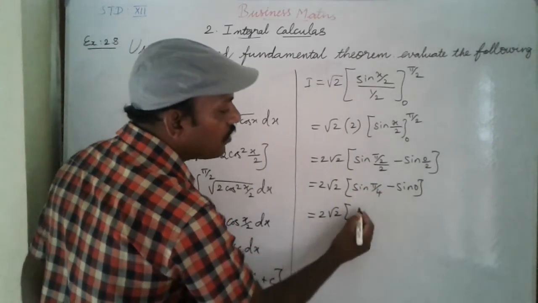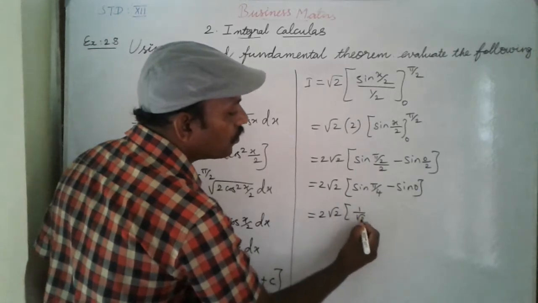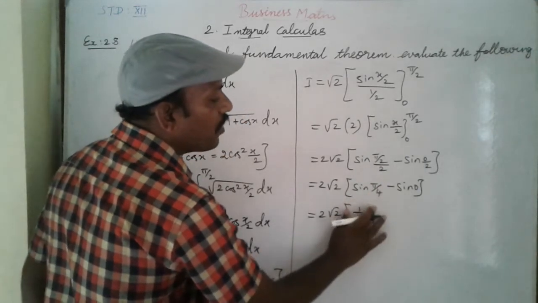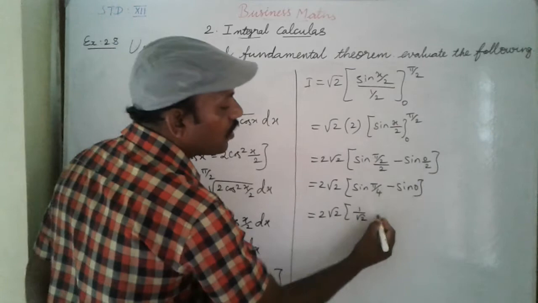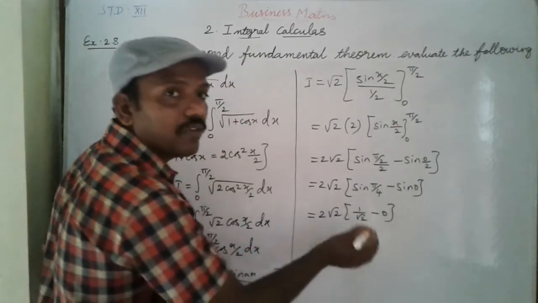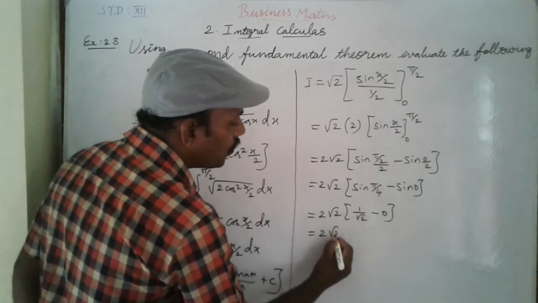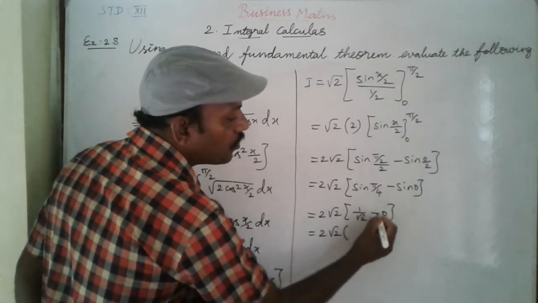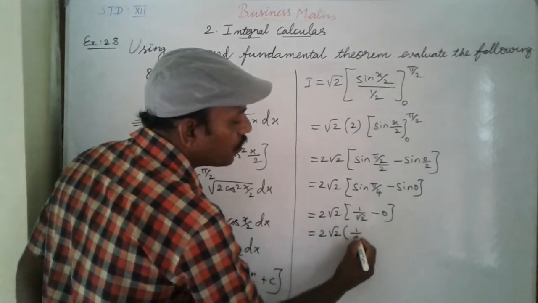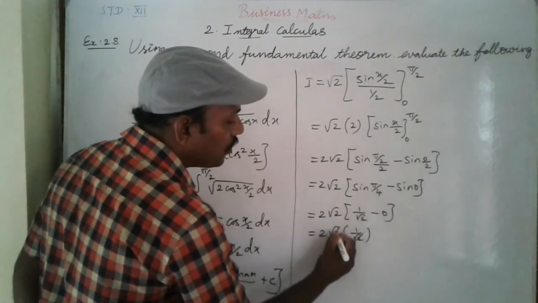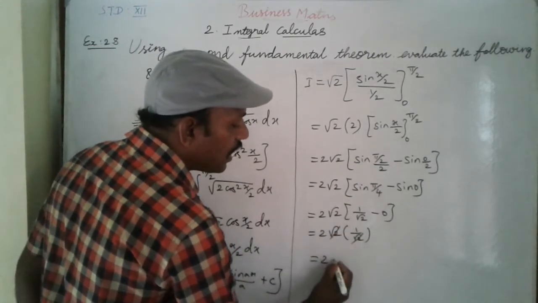Sin pi by 4 value is what? 1 divided by root 2 is the sin pi by 4 value. Sin 0 is what? 0. That is equal to 2 root 2 into 1 by root 2 minus 0, which is 1 by root 2. So root 2 cancels. 2 is the answer.